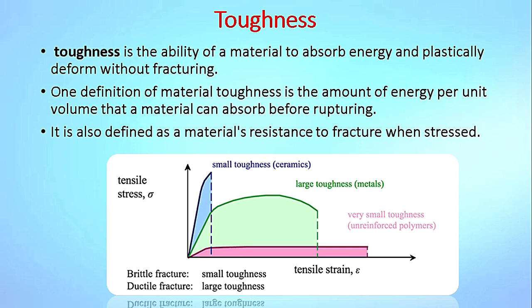The example of toughness in day-to-day life: we use toughened glass for the protection of our mobile phone screen. So in case of an accidental drop of the mobile, the toughened glass absorbs that energy and our phone screen will be safe.